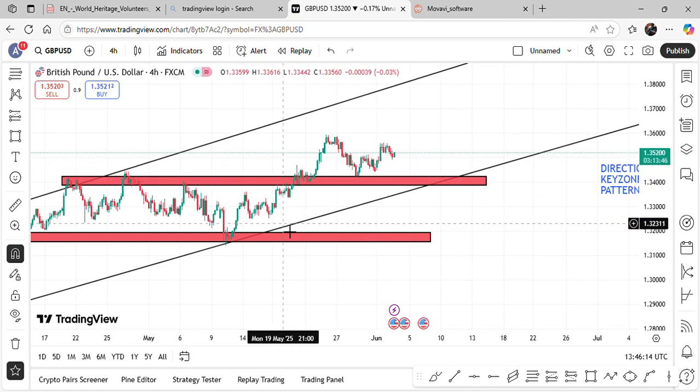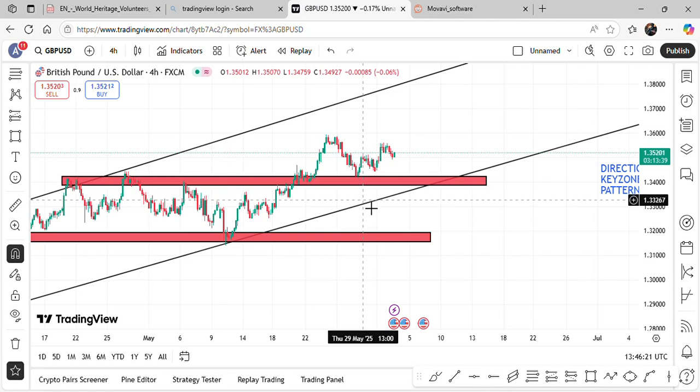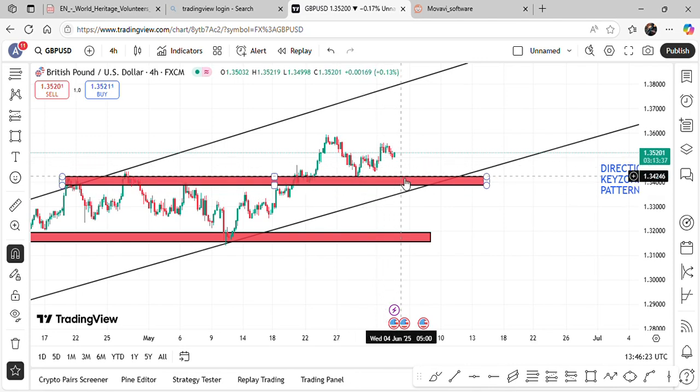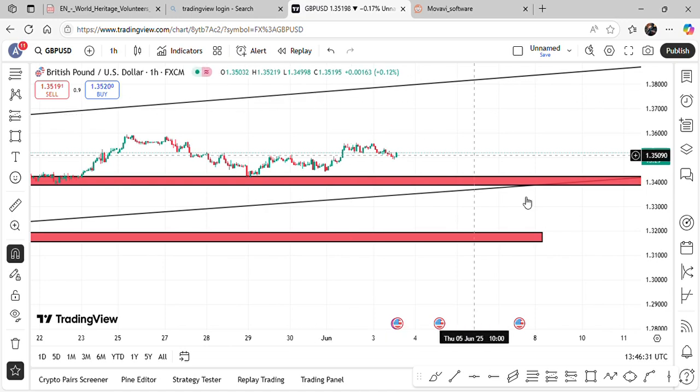I am buying because, first off, price is bullish. Second, the key zone has been drawn and price is above the key zone. Thirdly, I'm waiting for price to come and tap on the key zone, more like a retest, for me to buy. So for me to do that, I'll now step to the 1 hour time frame. That's the 1H.